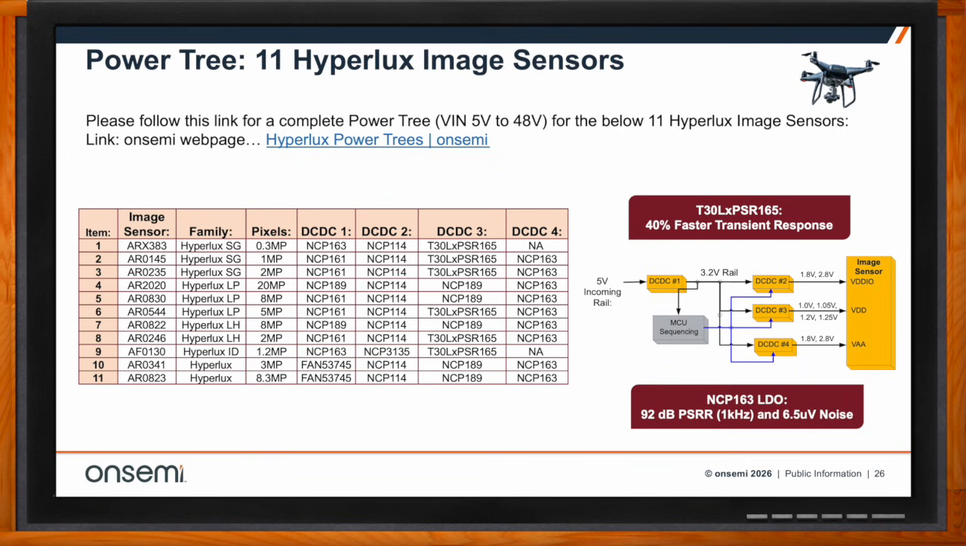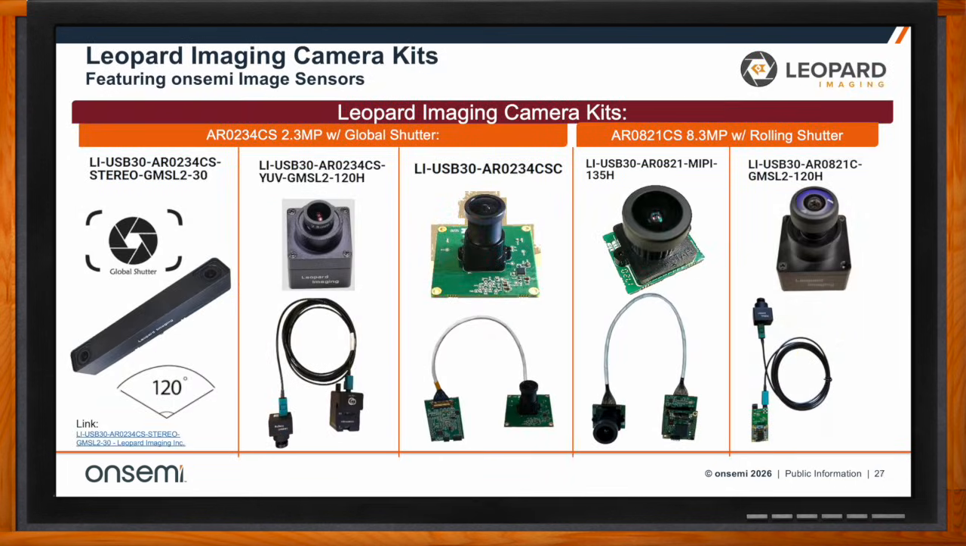We also partner with companies that make the camera modules or kits. Leopard's one example. And here's 3 of their products using our AR0234 CS 2.3 megapixel image sensor with global shutter. And on the right, 2 of the products that use our 8.3 megapixel with rolling shutter. So just to give you an example. Some customers don't want to do the whole camera module themselves. They don't want to do it discretely. They'd rather buy a module, and we partner with many different module makers.